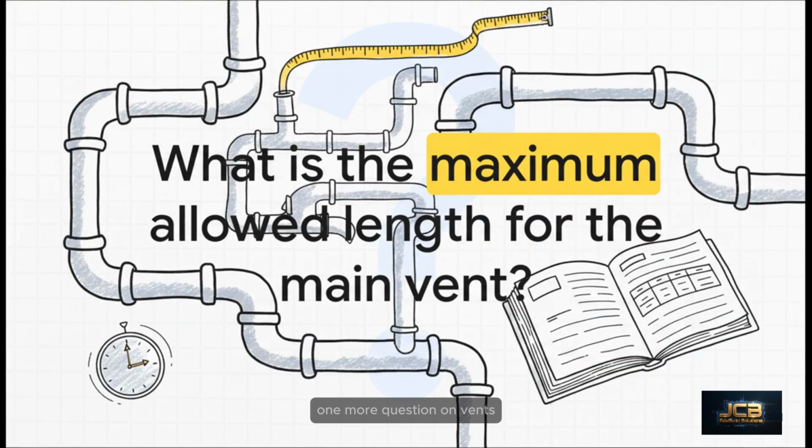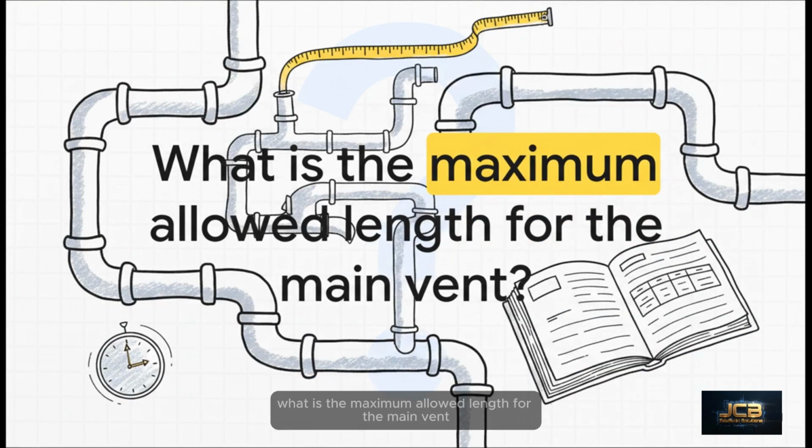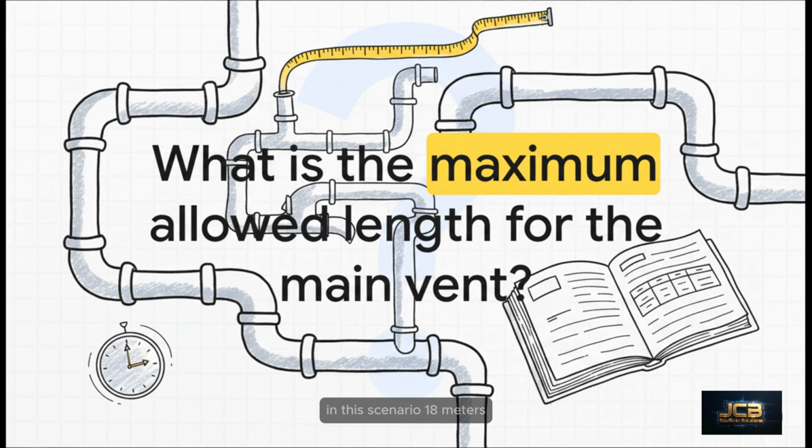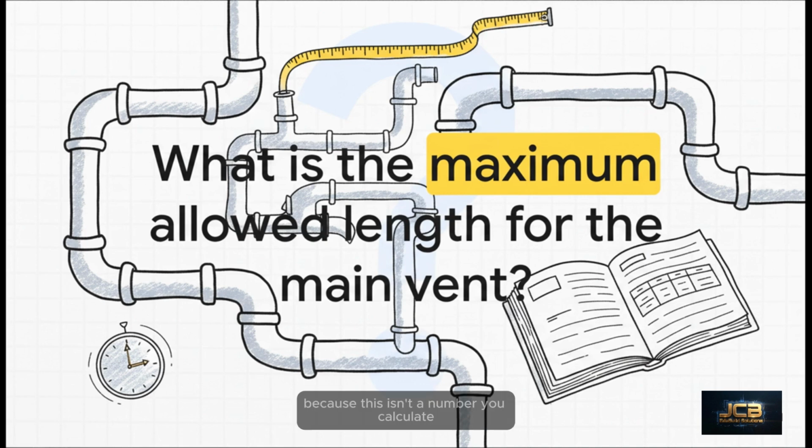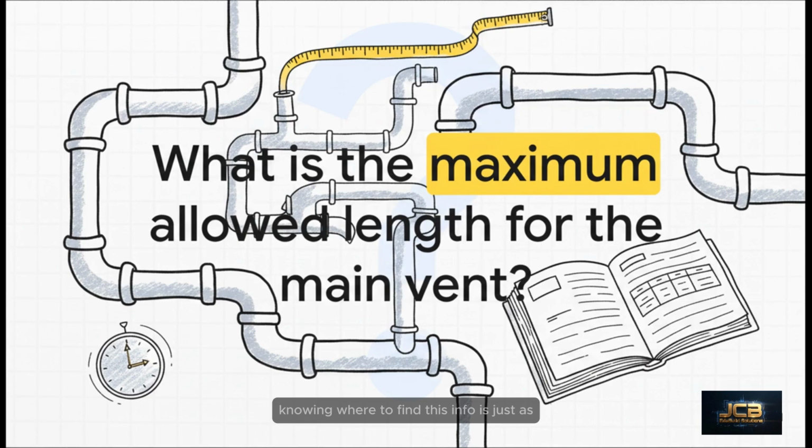One more question on vents. What is the maximum allowed length for the main vent in this scenario? 18 meters, 37 meters, 12 meters, or 55 meters? 5 seconds. The correct answer here is B, 37 meters. Now, this is a bit of a trick question because this isn't a number you calculate. This is a value you have to look up in the plumbing code tables, and it's determined by the vent's diameter. Knowing where to find this info is just as important as knowing the formulas.